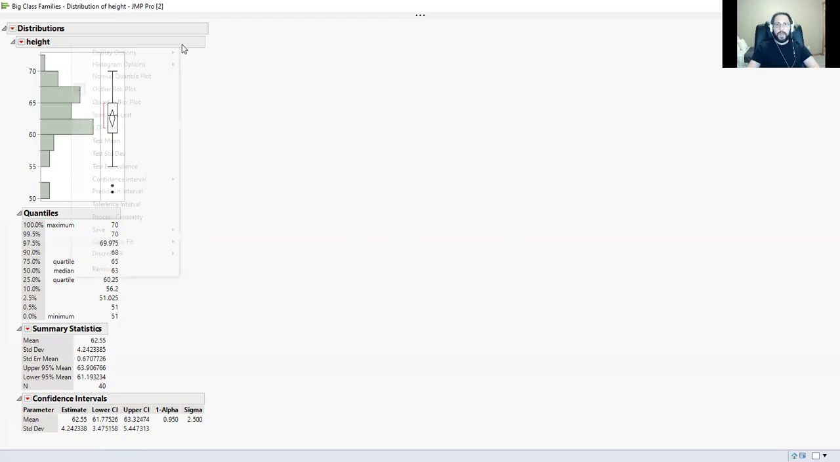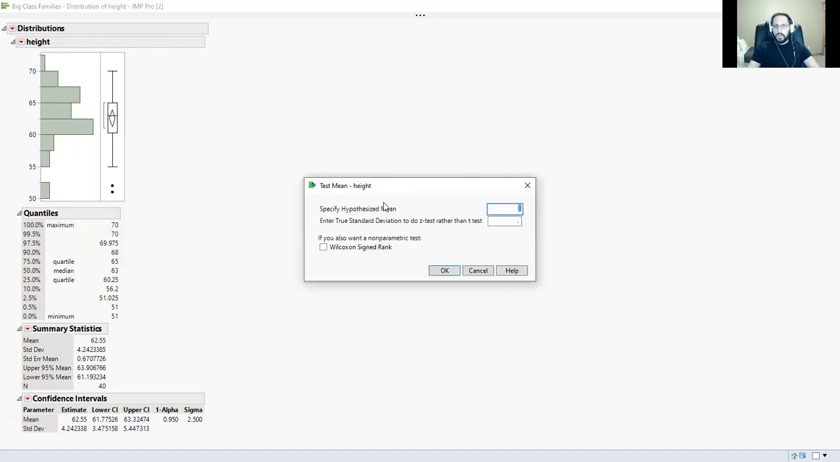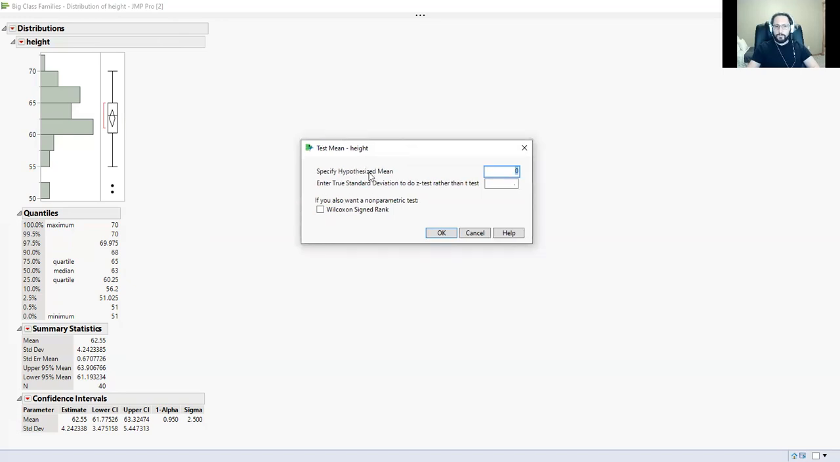Similarly, if I want to perform a hypothesis test for the mean, I can go to test mean, and you just have to enter a few things. Let's see, the hypothesized mean, I can pick one. What do we think the mean is? Let's say I think the mean is 67. And then the true standard deviation, in other words, the population standard deviation. I'll type in 2.5 like I just did.